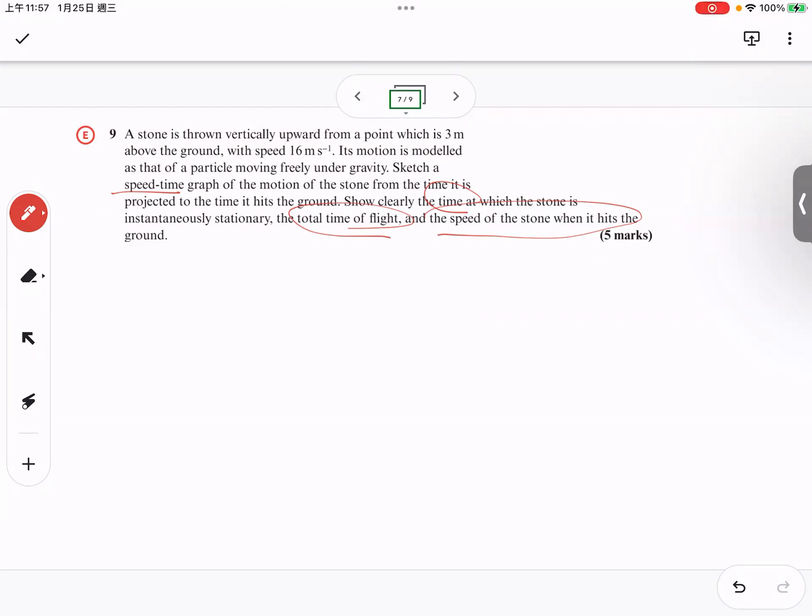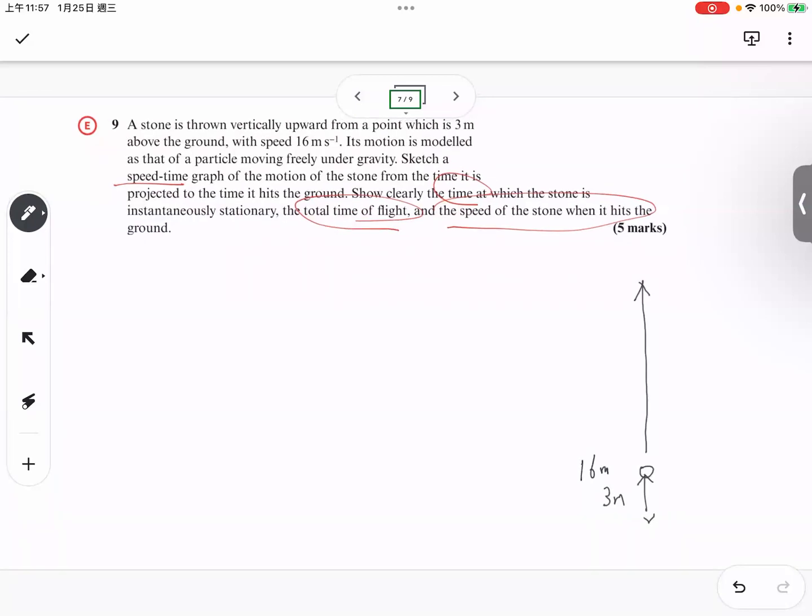Okay, now we will start to have a discussion on it. So if you want to do something, you can pause the video first. Okay, we now have it. First of all, let us draw the diagram. A stone is 3 meters above the ground. It's thrown vertically upward. And the initial velocity is 16 meters per second.